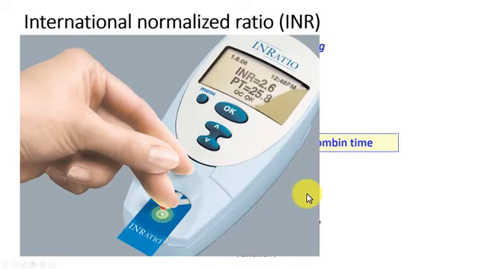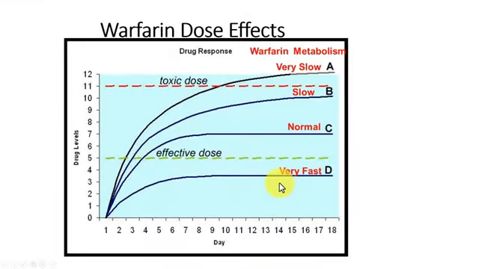Here's a little device that can now be used to measure prothrombin time right in the hospital or at home, and it shows the INR and prothrombin time. It just takes a drop of blood. Once a patient is given warfarin, it takes a while to adjust the dose up and get it steady.